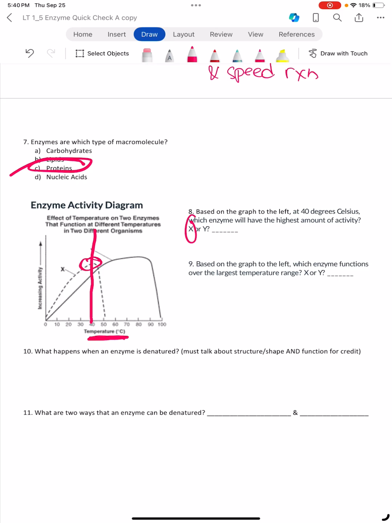And then number 9, which has the largest range? Definitely Y. Y is going all the way from here all the way to here. It actually denatures around probably 90 or so. But Y has a huge range compared to this range for X. So a lot bigger of a range, and so it's a little bit more versatile of an enzyme. A lot of human enzymes have very narrow ranges. We don't have too much of a tolerance outside.